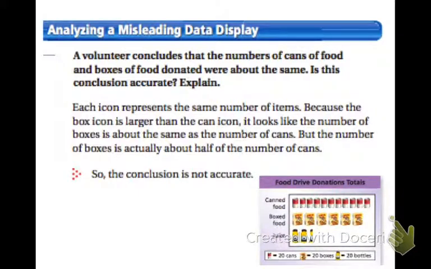It may appear to be true, except the numbers are not the same because the sizes of the icons are different. So make sure that if you are using a pictograph that you use the exact same type of icon in the pictograph so that things are not distorted. So the conclusion is not accurate because if you really look and count them, the number of boxes is about half the number of cans. So that's not a good display.